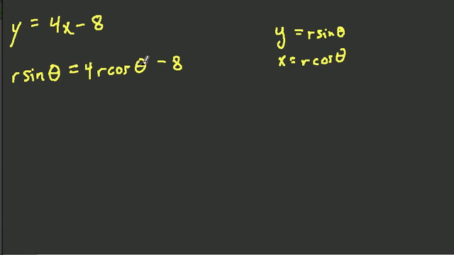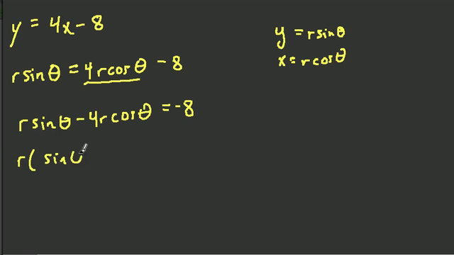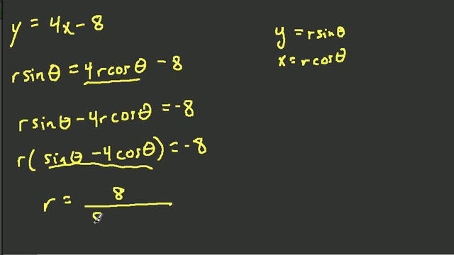So what can we do next? I'm going to subtract this term from both sides. So we get r sine of theta minus 4r cosine of theta equals negative 8. Now we factor out the common factor, which is r: r times the sine of theta minus 4 cosine of theta equals negative 8. We divide both sides by this term, so r equals 8 over sine of theta minus 4 cosine of theta. Again, r is a function of theta. We don't know what theta is, but we know that r depends on it.